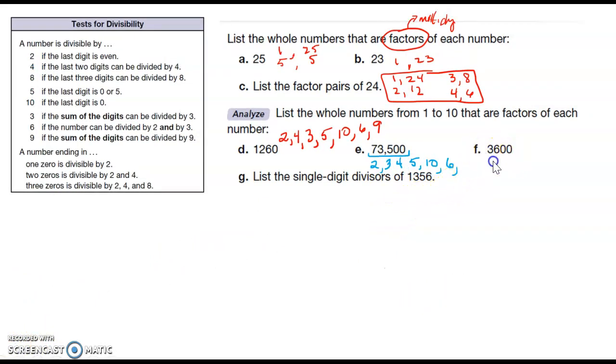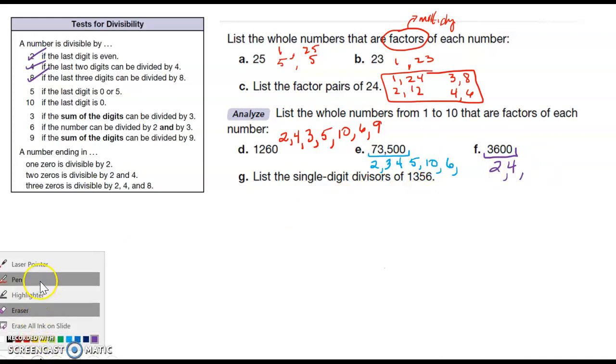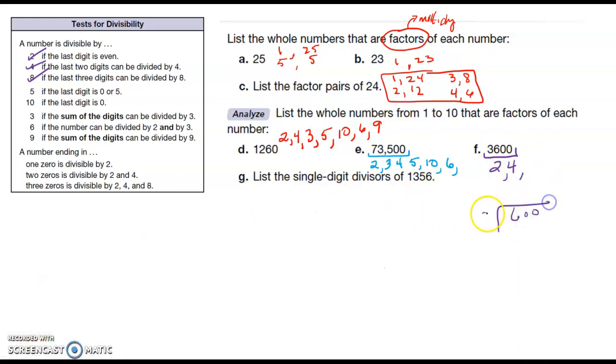Okay, so F is 3600. Oops. I went the other direction. Here we go, 3600. Let's go down through our test for divisibility. So we know that 2, because it ends in 0. 4, because the last 2 digits are 0. 8, let's go ahead and check it, because the last 2 digits, I don't know if that's right. No, 8 is if the last 3 digits can be divided. So before I get all hasty about it, let's see if 600 can be divided by 8. 600 divided by 8. 8 times 7 is 56, and that's 40, so that's 75. So, yep, it checks out.